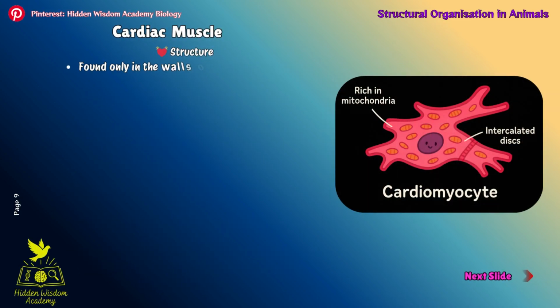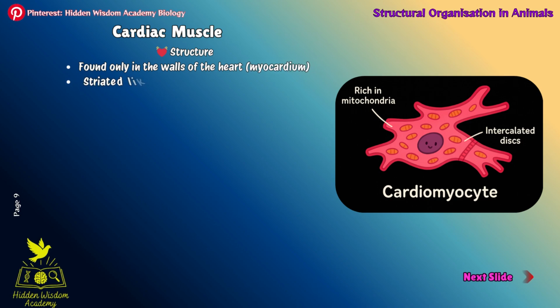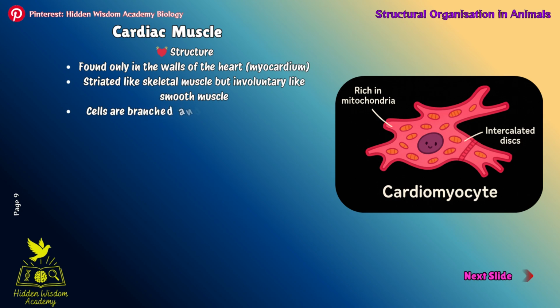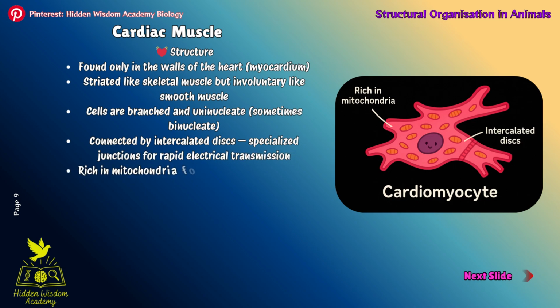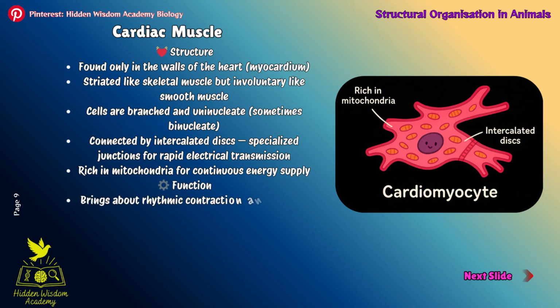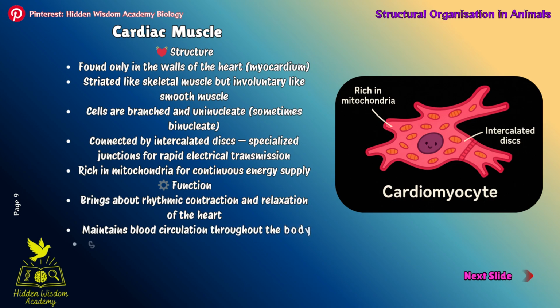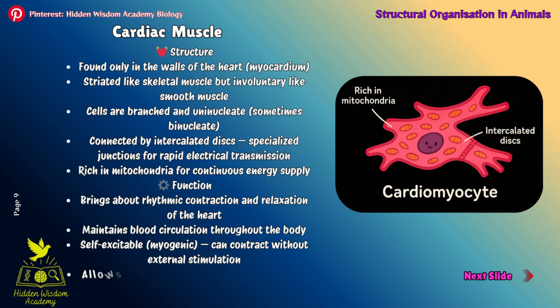Now let's look at a very special muscle, the cardiac muscle. Cardiac muscles are found only in the walls of the heart. They are striated like skeletal muscles but involuntary, meaning they work without our control. Each cardiac cell is branched with one or two nuclei and connected by intercalated discs, which help pass signals quickly, so the heart contracts together. They have many mitochondria to provide constant energy since the heart never stops working. These muscles make the heart beat rhythmically, pumping blood all through the body.